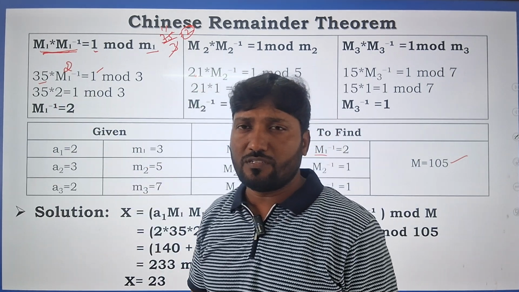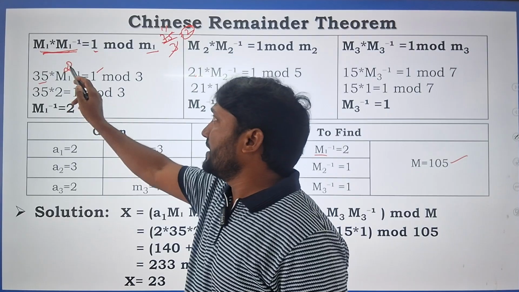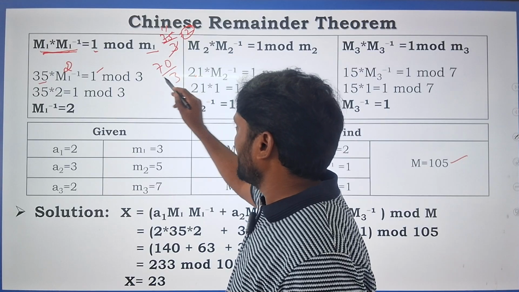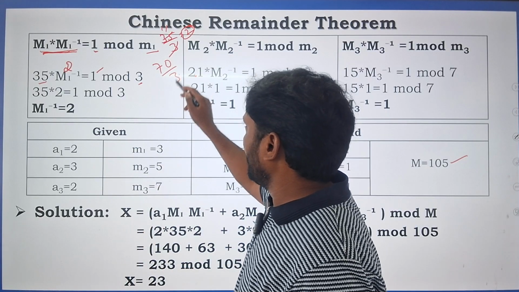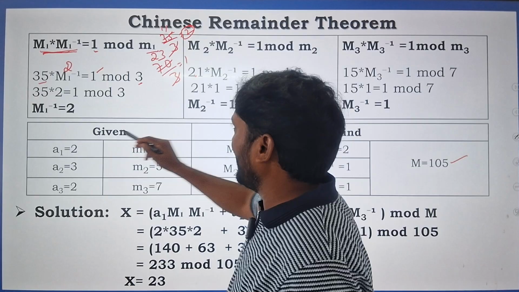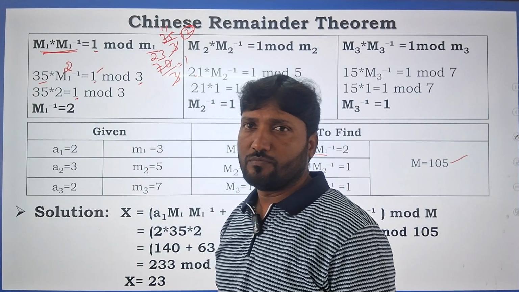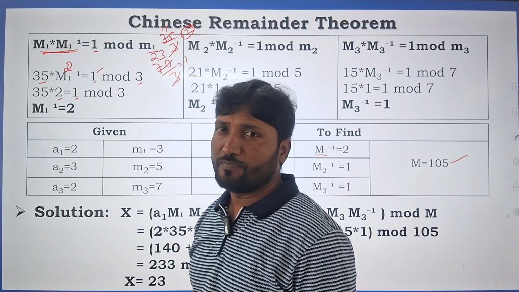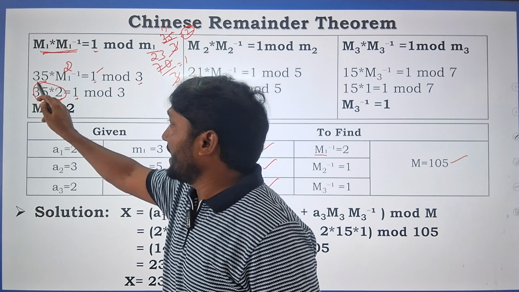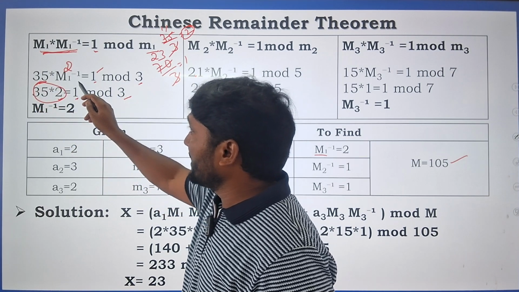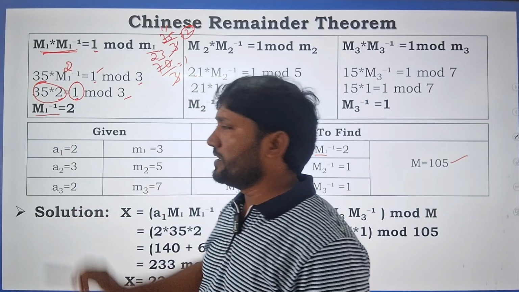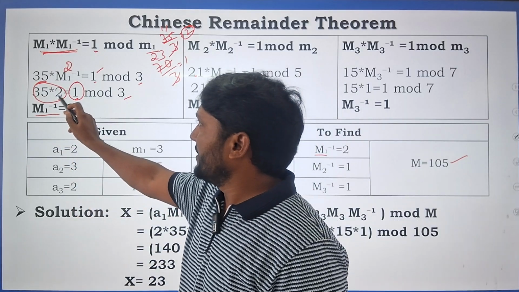In place of M1 inverse, if we substitute 2, then 35 multiplied by 2 becomes 70. 70 divided by 3: 3 twenty-threes are 69, and the resultant remainder is 1. So M1 inverse is 2. That means 35 multiplied by 2, divided by 3, leaves a remainder of 1. Finally, M1 inverse equals 2 because of this value.